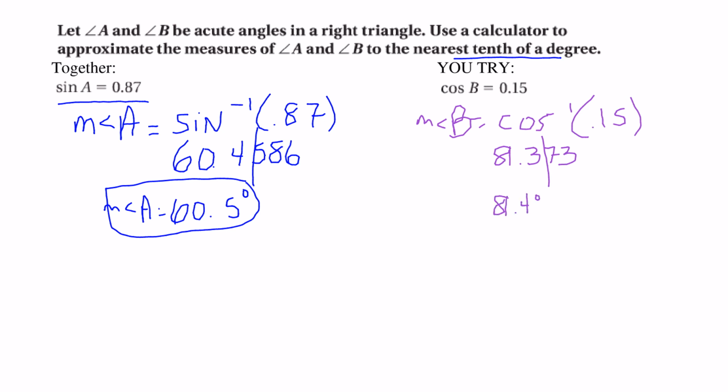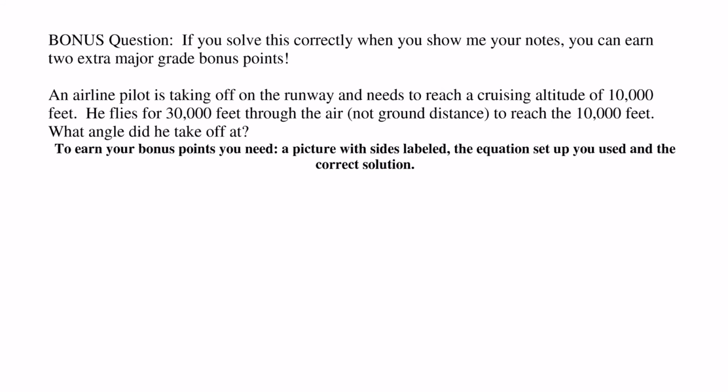This question is a bonus question. You can earn some bonus points, 2 major grade bonus points if you solve this correctly in your notes, and show me when you check off your notes. So it says an airplane pilot is taking off on a runway and needs to reach a cruising altitude of 10,000 feet off the ground. He flies for 30,000 feet through the air, and notice that's not the ground distance, so that's not the horizontal distance, that'll be through the air, so more the hypotenuse. And you need to do that to reach the 10,000 feet. And you need to figure out what angle, so you have to do your inverse function, that he needed so that he could take off.